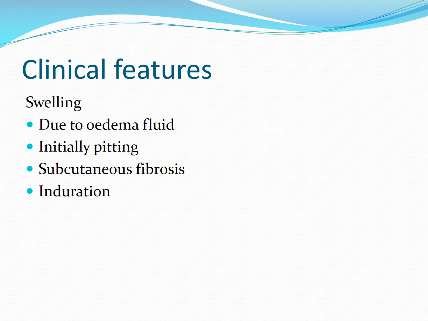What are the clinical features of chronic venous insufficiency? Mainly it is swelling. The swelling is due to accumulation of edema fluid. But remember, there is no impairment of the lymphatic system, just accumulation of fluid. Initially it is pitting, as in lymphedema, but later, rather than hyperplasia of subcutaneous fat tissue, there is subcutaneous fibrosis and induration. This makes your leg a bit harder when you compare it with lymphedema.